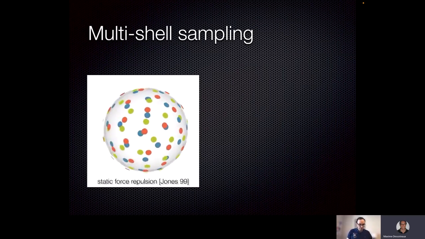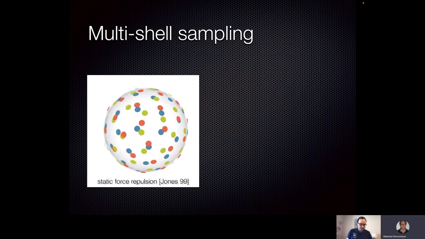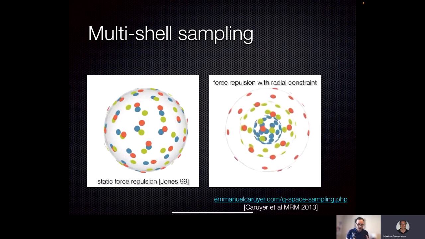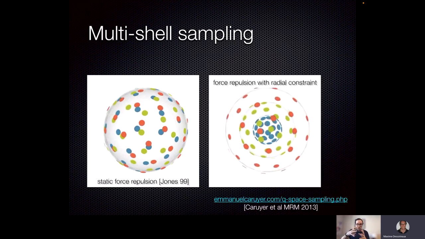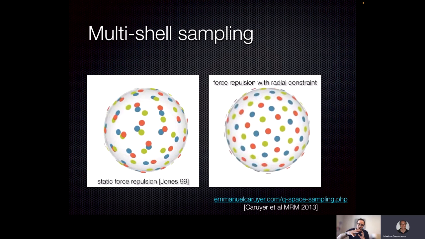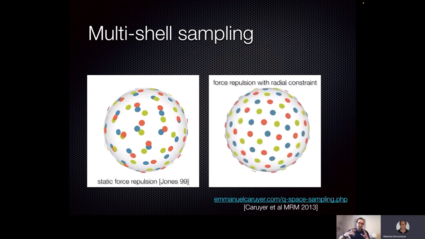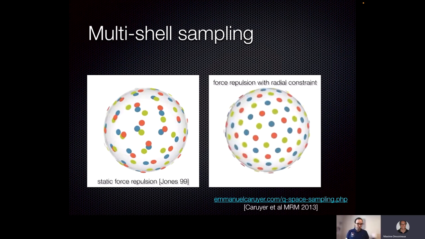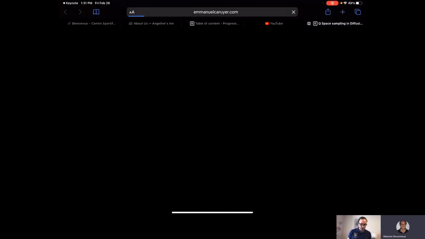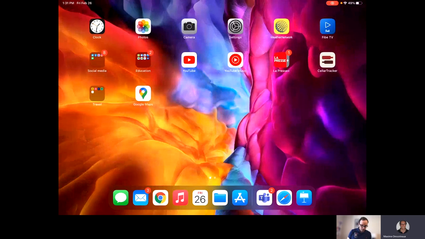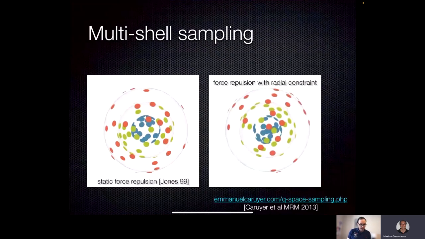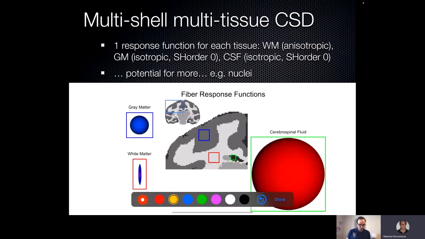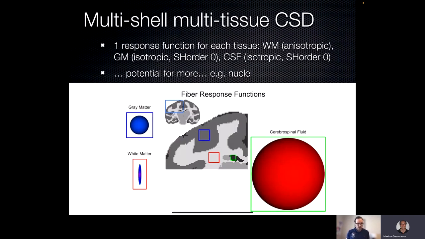So going beyond single-shell, we can do static repulsion algorithms to generate multiple shells. We have to be careful, because it is recommended, and now known, that it's better to have multiple shells that choose directions that are globally uniform on the sphere. On the left here, you have a badly sampled multiple shell acquisition. And on the right, you have the multi-shell version that's well aligned and uniform on the sphere.